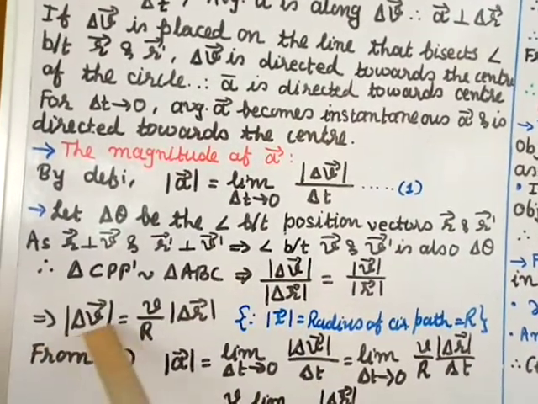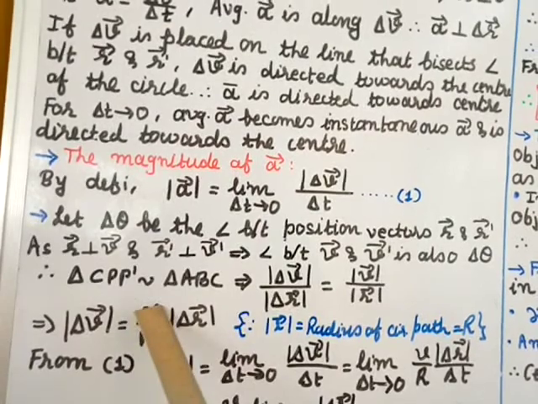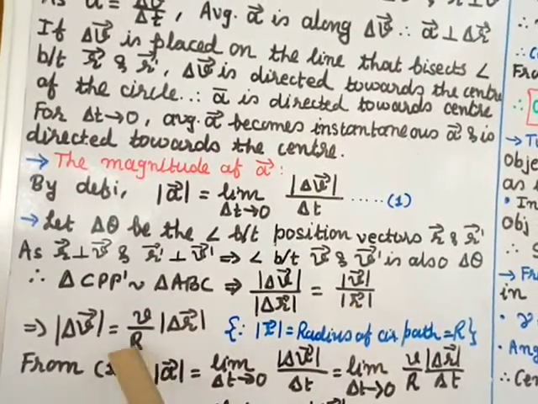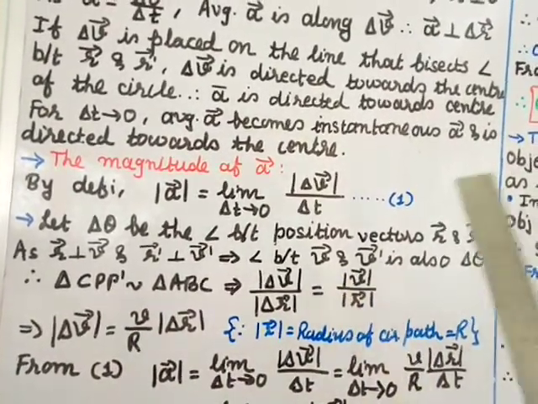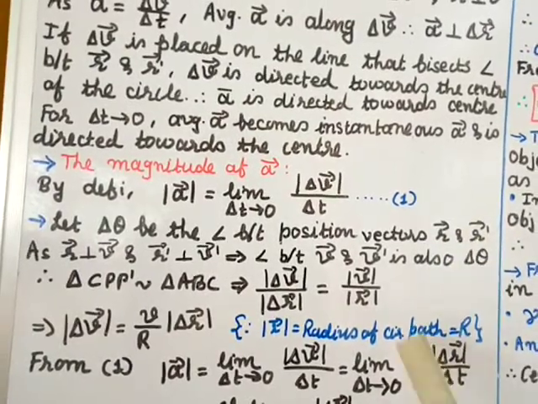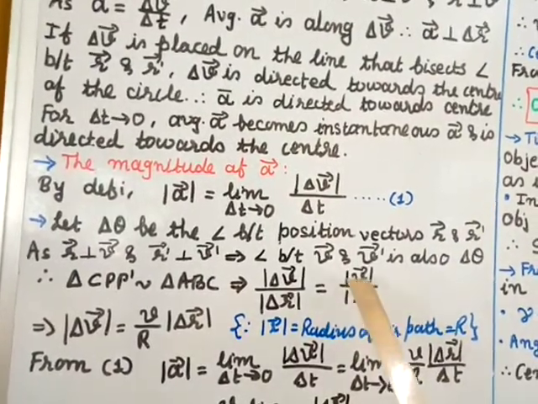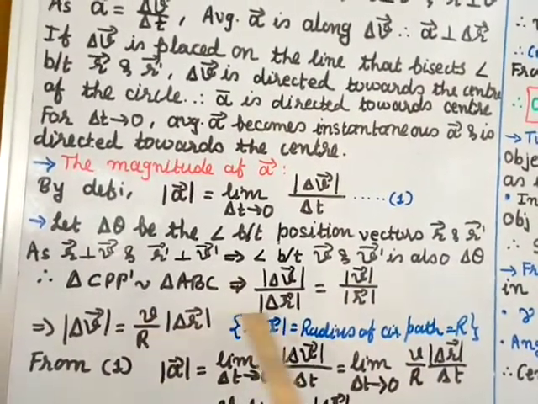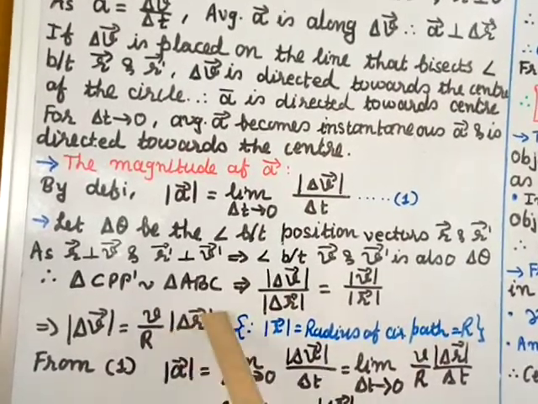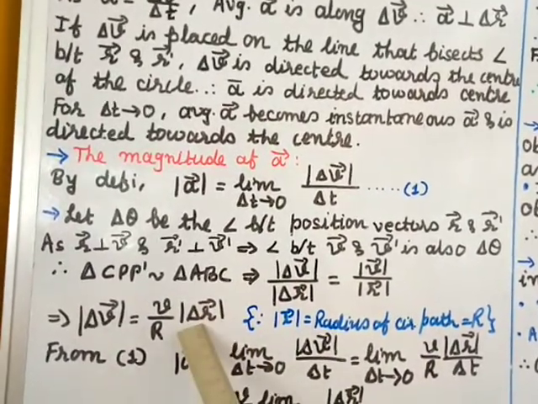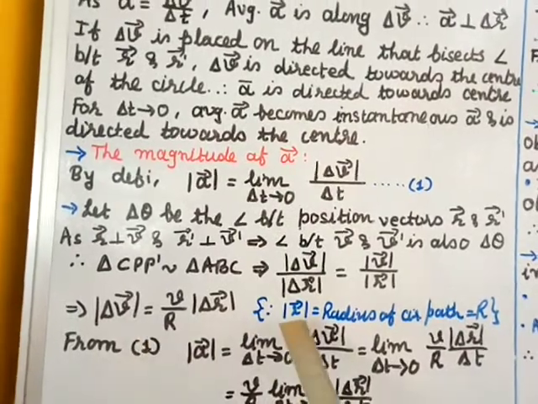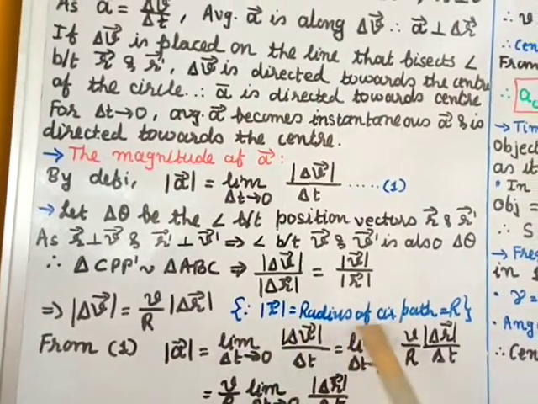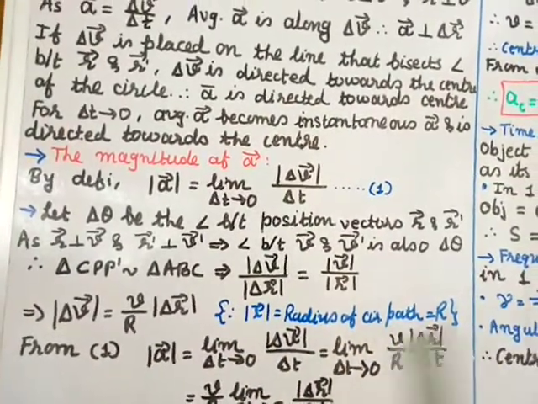So you get magnitude of delta V equal to V by R, where V is the velocity, and the magnitude of velocity is the same. Direction changes but velocity magnitude is the same. So this can be written as V, and when I transfer delta r, you write delta r. This also is a magnitude. And why have I written this R? Because the magnitude of r is equal to the radius of the circular path, that is R.